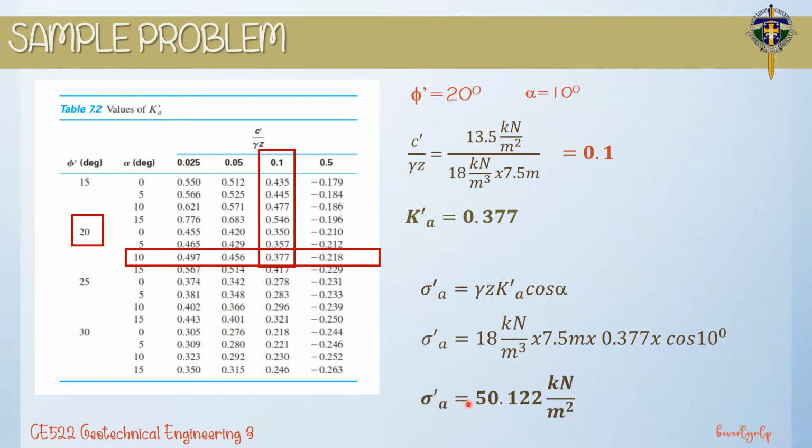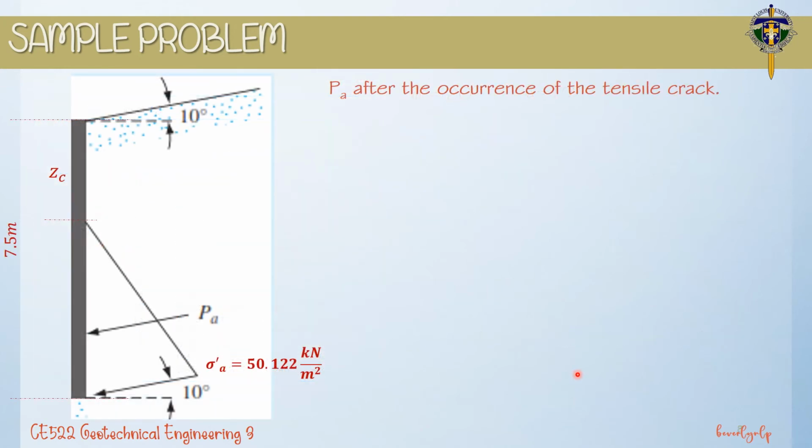So our active earth pressure is equal to 50.122 kilonewton per meter squared. So from here, we can now plot the pressure diagram. So if we are to plot the pressure diagram, it would look like this one. So we have here your angle alpha, the slope of the backfill, and then we have here the length, which is 7.5 meters. And then it is at this point that the tensile crack occurs.